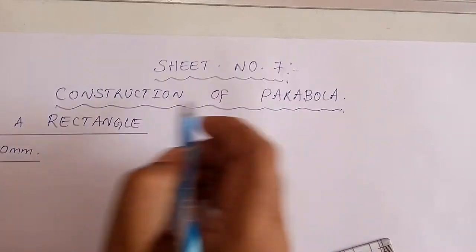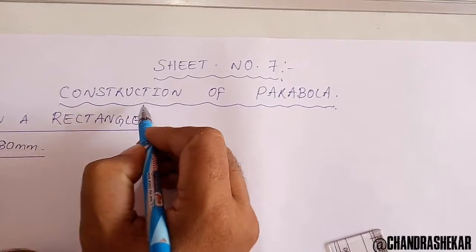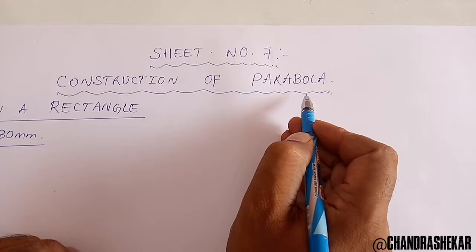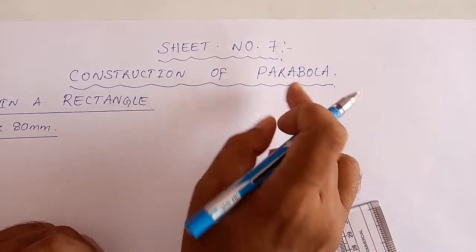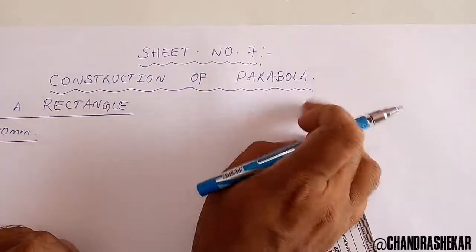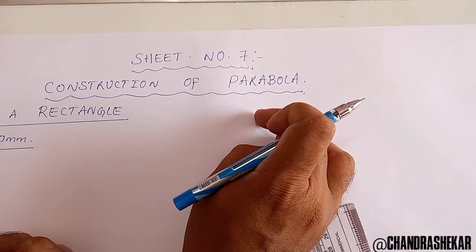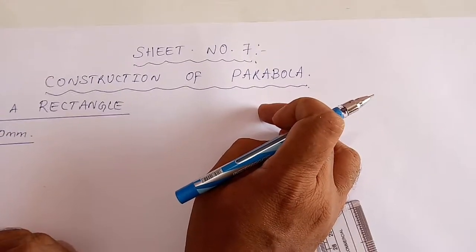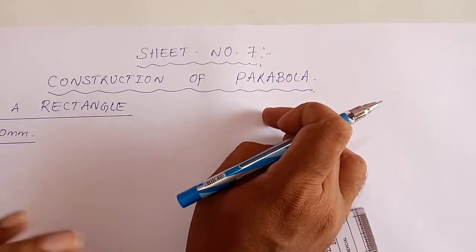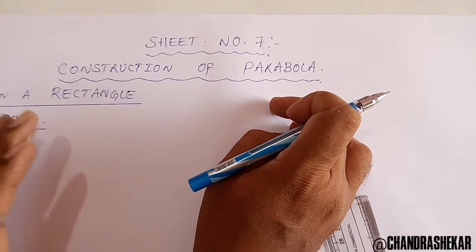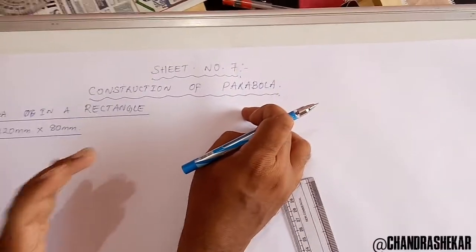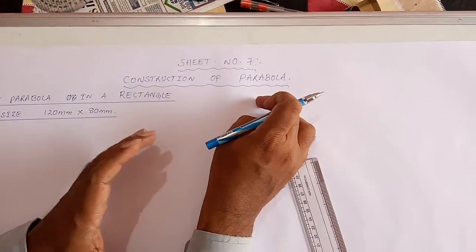Today we will be discussing construction of a parabola. Let us start. What is a parabola? A parabola is a conic section. When you cut a cone at different angles, we get different shapes. So a parabola is one of the sections from a cone.